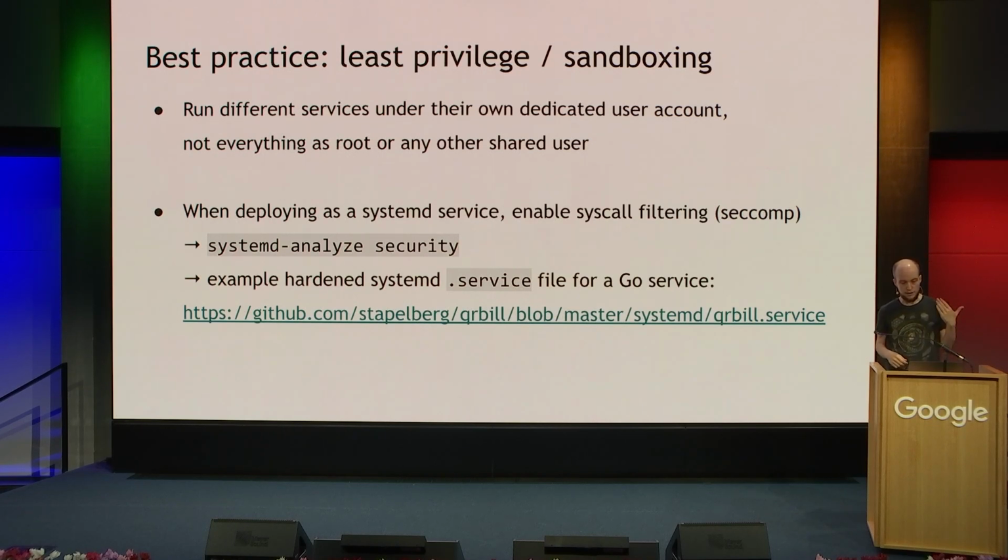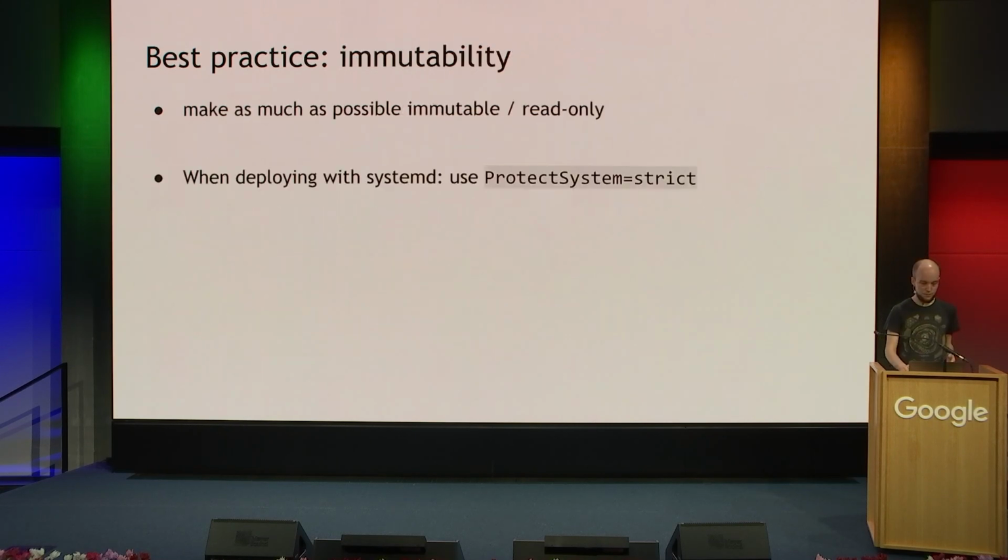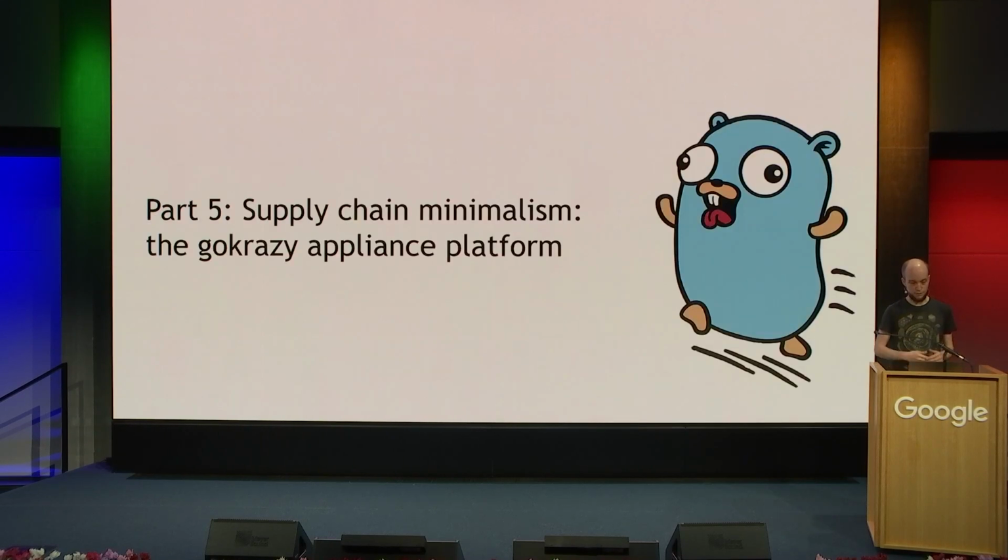I have provided an example hardened systemd service file for a typical Go service that uses net/http to just serve a couple of web pages, and you can find it at this URL. As I said, I'm going to share the slides later. And then lastly, immutability is also always a good practice. The more restricted your program is, the less havoc they can wreak on your system. So make as much as possible immutable and read-only. Again, if you're deploying with systemd, there's a nice little setting for it called ProtectSystem=strict, and then most of the files on the system will not be able to be modified by your server.